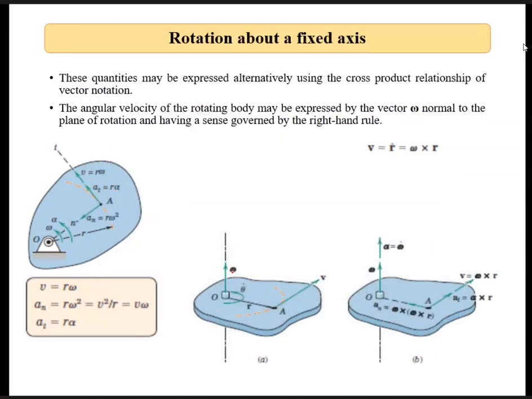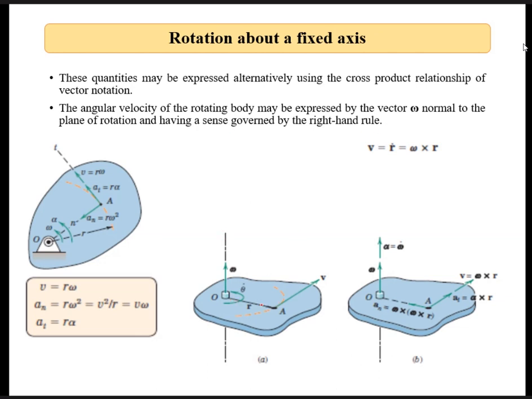So basically this plane, this 2D body, is rotating about an axis passing through O, and that axis is perpendicular to this plane. So omega is in that direction. These quantities can alternatively be expressed using the cross product relationship of vector notation. The angular velocity of the rotating body may be expressed by vector omega normal to the plane of rotation, and it has a sense governed by the right hand rule.